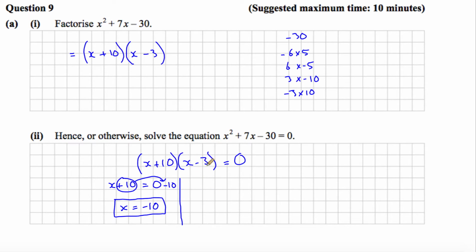The other solution would be imagining that the x minus 3 bracket was equal to 0. So if x minus 3 is 0, the only way that's true is if x itself is equal to 3. So that's my second solution to the equation.